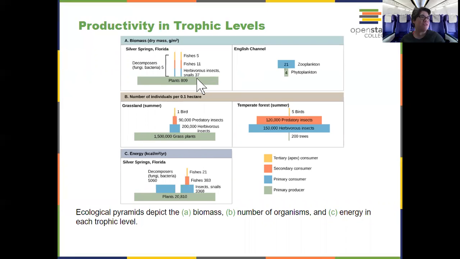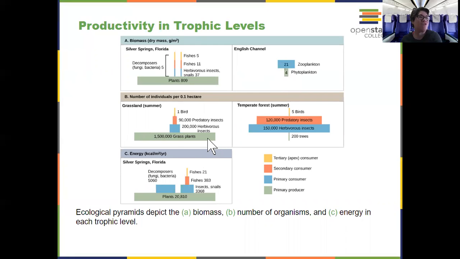In Silver Springs, Florida, in this first box, you can see the plants have 809, and the other ones have way less, much smaller numbers. The English Channel here is kind of backwards. This pyramid looks a little different in terms of biomass. The phytoplankton are going to weigh less than the zooplankton that support them, which is interesting.